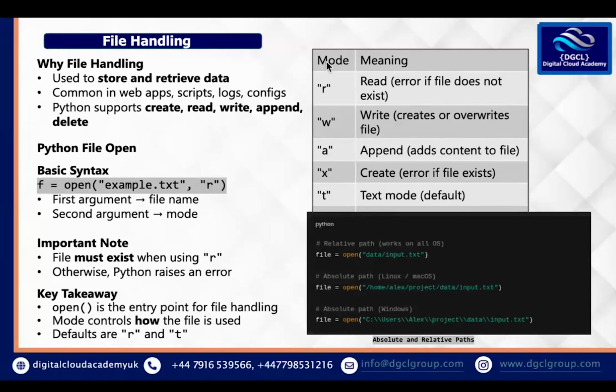The normal basic syntax here: r is to read a file. If you want to read a file, r is for reading. w is to create or overwrite a file, if you want to create a file or overwrite it. a is append, to add content to the file. x gives an error if the file exists, and t is text mode. So those are the basic syntax here.